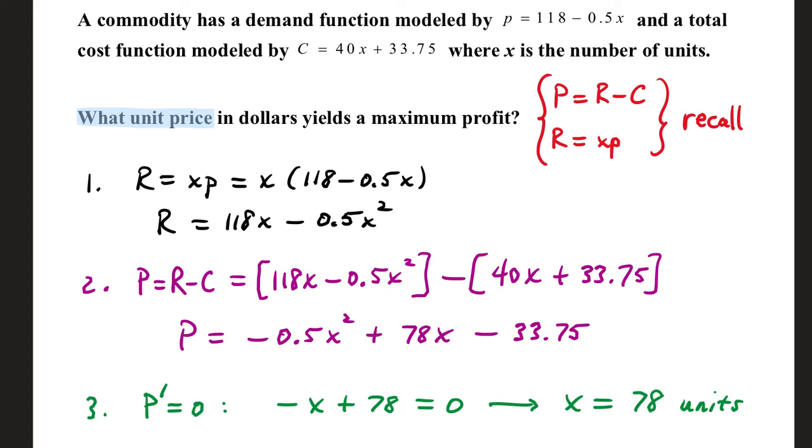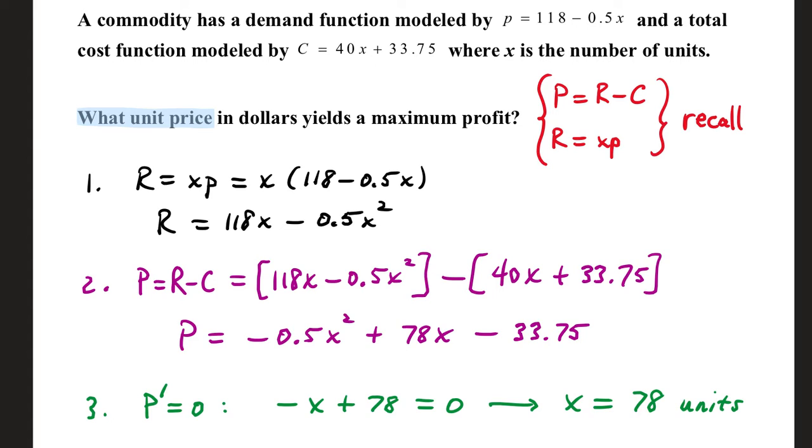Well, first, we need to think about profit, that is revenue minus cost. We're not given a revenue function, but we can create one by multiplying x times our price function. And so that's the first thing we're going to do. Revenue is equal to x times p. P is given at the top. Distributing x, you get 118x minus 0.5x squared.